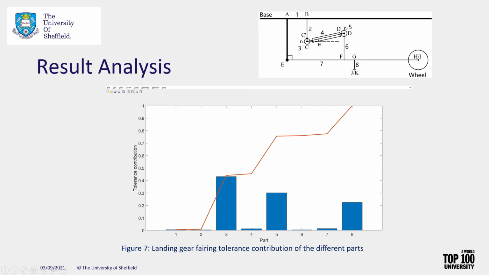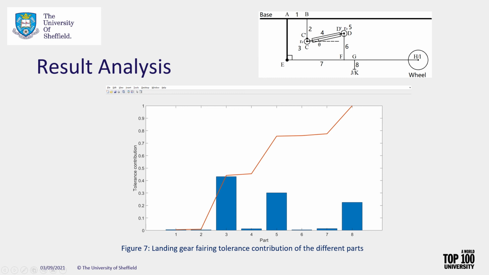Figure 7 shows the landing gear fairing tolerance contribution of the different parts. The bar chart shows the tolerance contribution for part 1 to 8, and the red line shows the accumulated tolerance contribution from part 1. According to the figure, part 3, 5, and 8 contribute most of the deviation. Part 1, 2, 4, 6, and 7 contribute the least deviation.